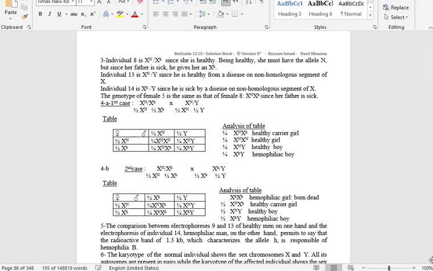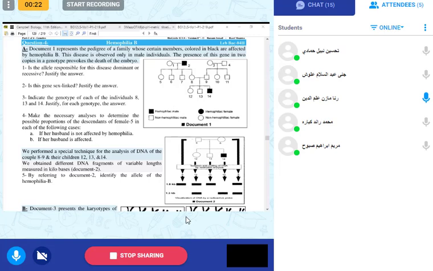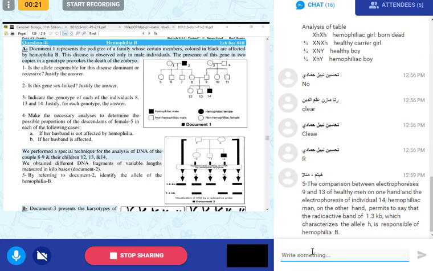Very good, Rana. 1.3. But then, we can also notice something else: the females always have two copies, meaning two bands, right? Whereas the males have only one band, so it is certainly on the X. This is another proof that it is on the X. So notice, Mona, male 9 has one band at 1.8, meaning XN. Female 12 has two copies, 1.8 XN and 1.3 XH, meaning she is a female carrier. 13, a normal male, has only XN. 14, an affected male, has only 1.3, only XH. And the mother 8, who is a carrier, has XN and XH.